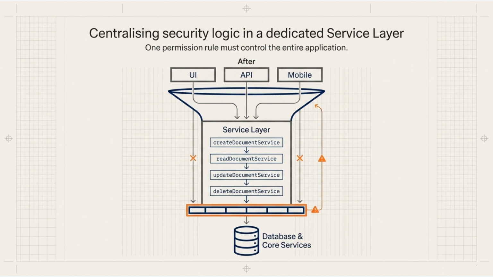Centralize security logic in a dedicated service layer, so one permission rule controls the whole application. UI, API, and mobile all funnel through create, read, update, and delete services. Direct database paths are forbidden. Consistency beats clever one-off checks in every route handler. Put create document service, read document service, update document service, and delete document service behind the same gate. Clients never touch persistence with private rules.